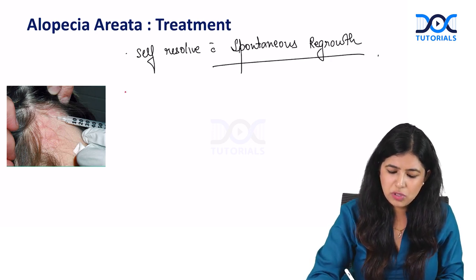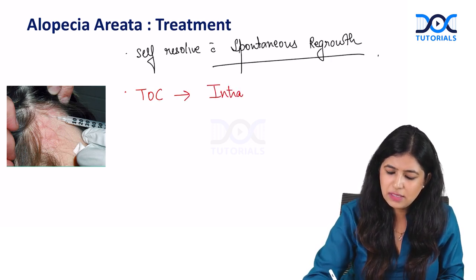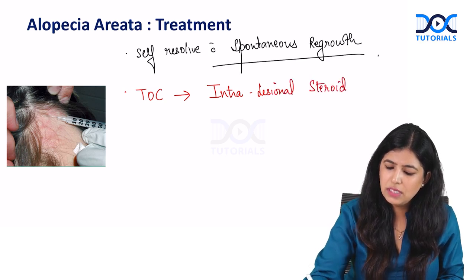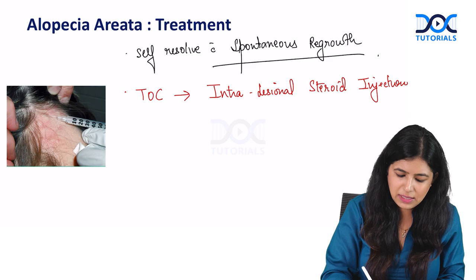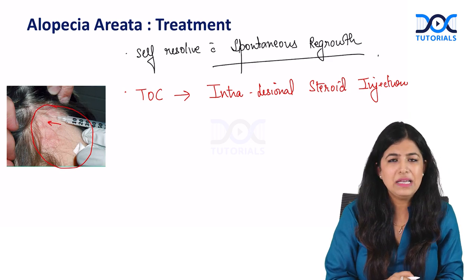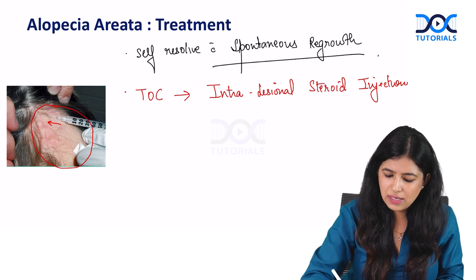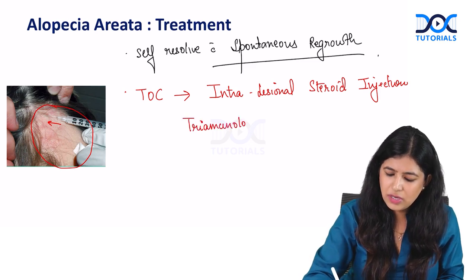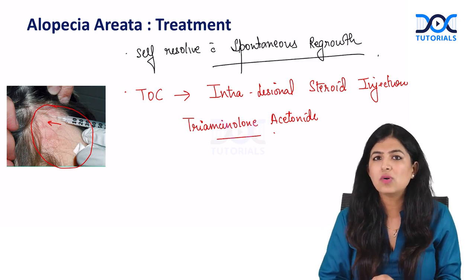But if you're asked the treatment of choice, it is intralesional steroid injection. So the treatment of choice is intralesional steroid injection. As you can see in the image, within this patch of alopecia areata, the steroid is being injected. So this is an intralesional steroid injection. The drug that we use here is triamcinolone acetonide. So if you have an option, intralesional triamcinolone injection, that is also correct.